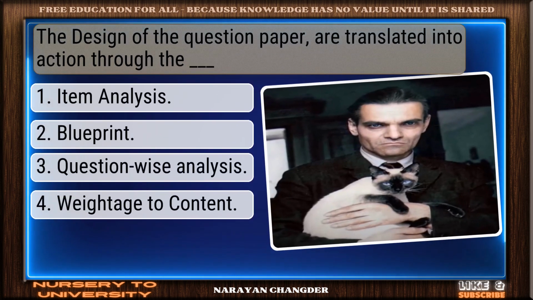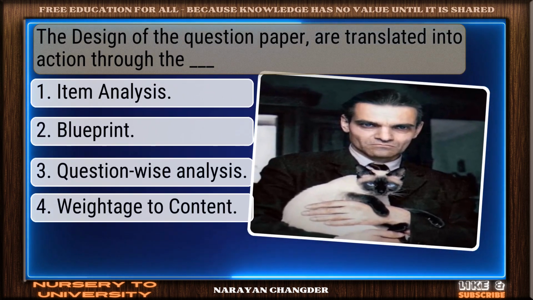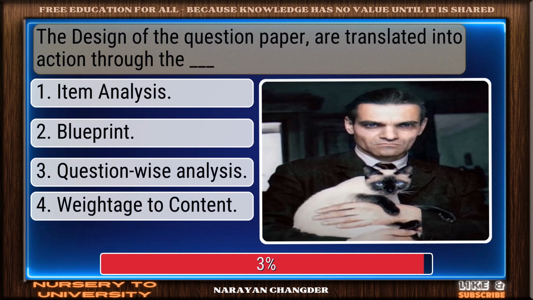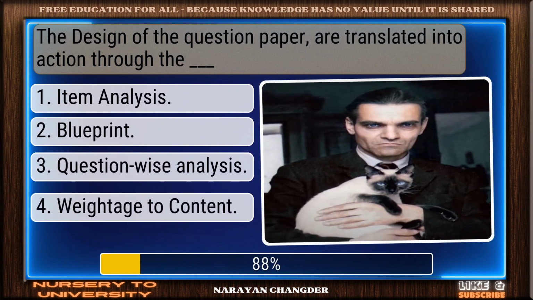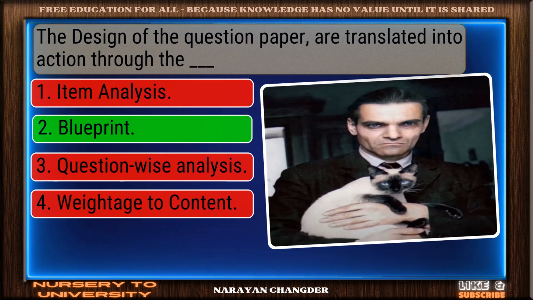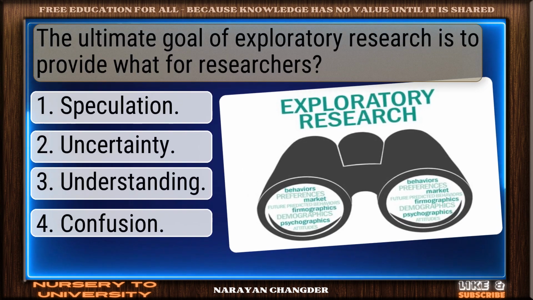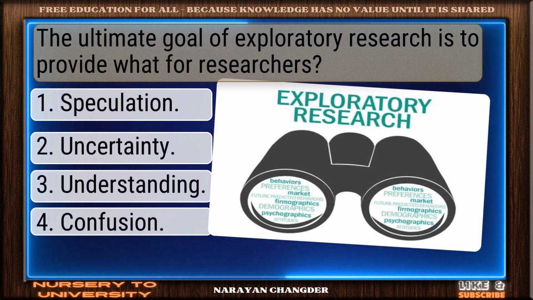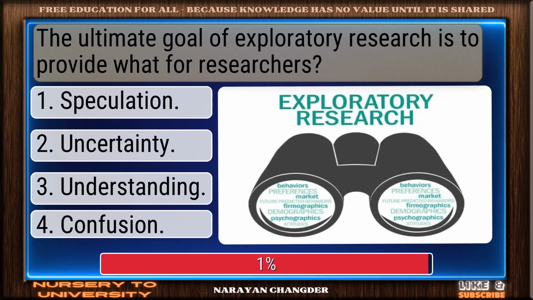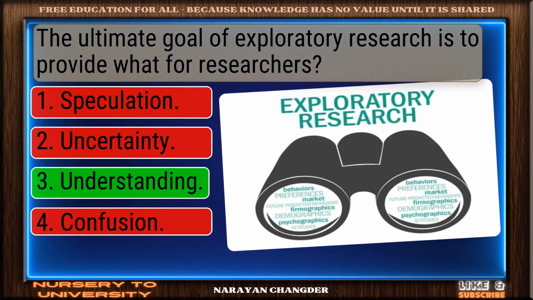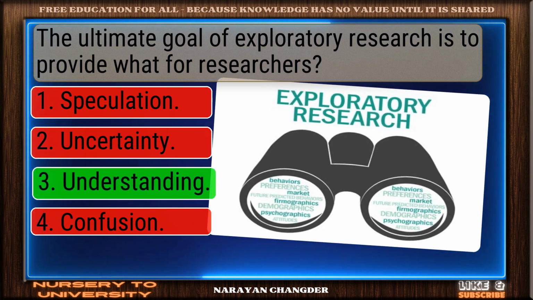The design of the question paper are translated into action through the dash. Correct response. Blueprint is the most accurate answer. The ultimate goal of exploratory research is to provide what for researchers? Strong choice. Understanding is the right answer.